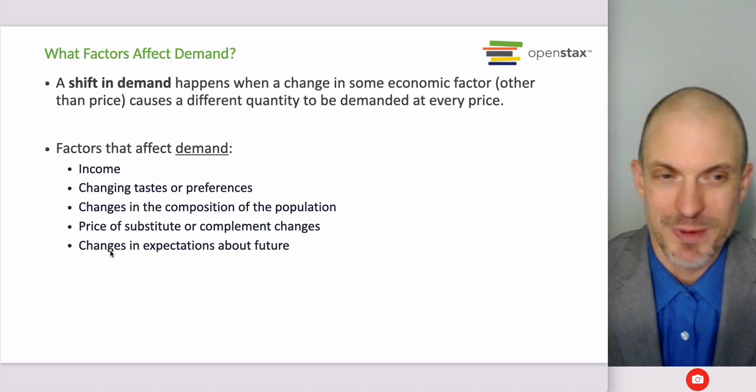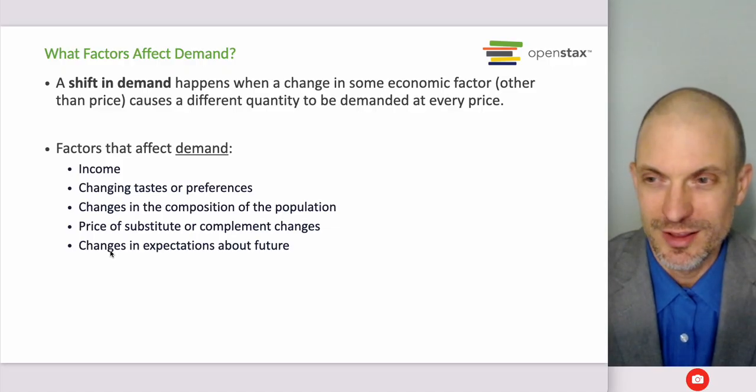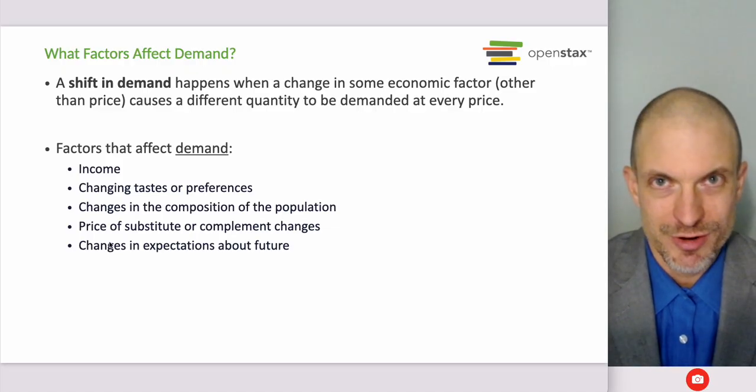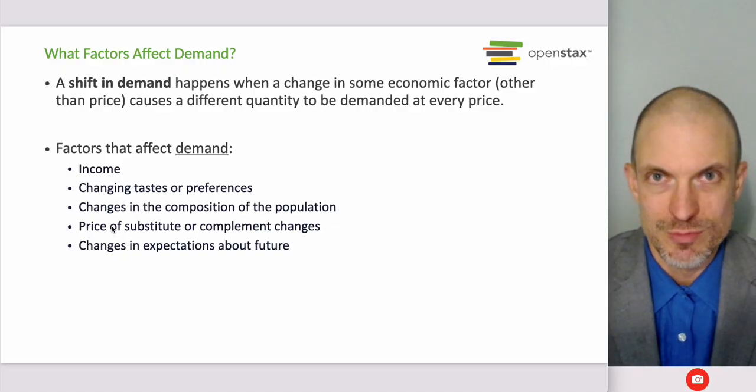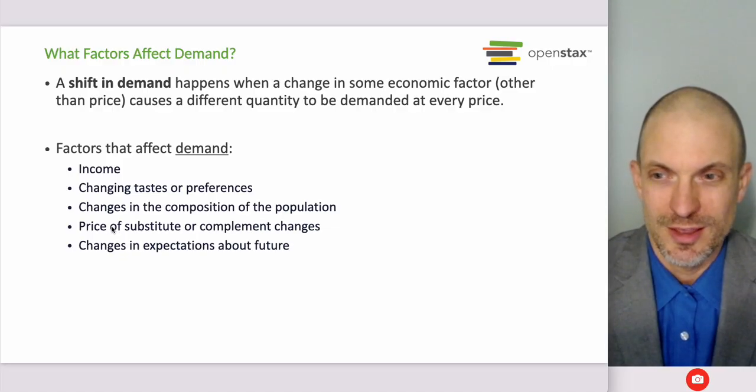Here's 5 of those possible shifters. These are the most common. But basically, the good guideline you want to follow when you're trying to figure out is it a shift or a movement along the curve, or is it a change in quantity demanded, is ask yourself, did price of the good change or did something other than price change?